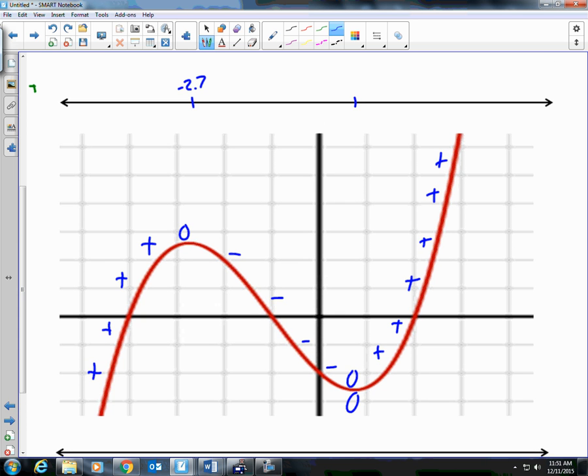So this one might be at, say, 0.7. So we are going to make these number line tests, and we will look at the first derivative. So from negative infinity to negative 2.7, is the first derivative positive or negative? It is positive. Between negative 2.7 and 0.7, is the derivative positive or negative? Negative. And from 0.7 to infinity, is the derivative positive or negative?